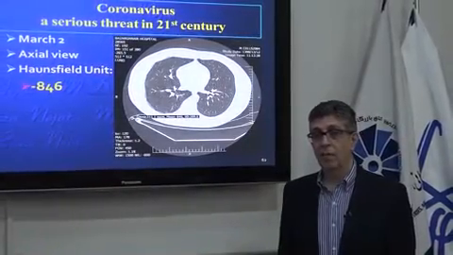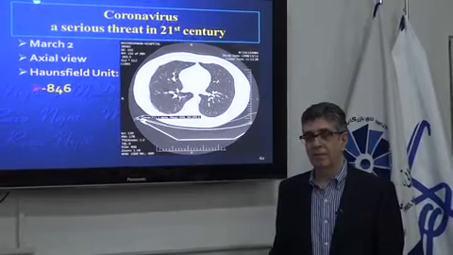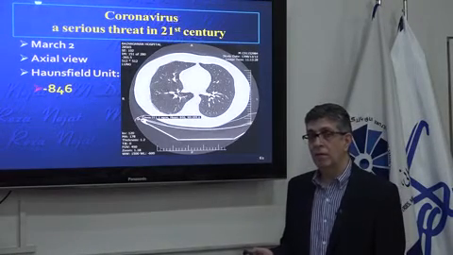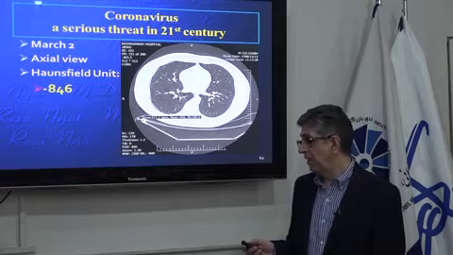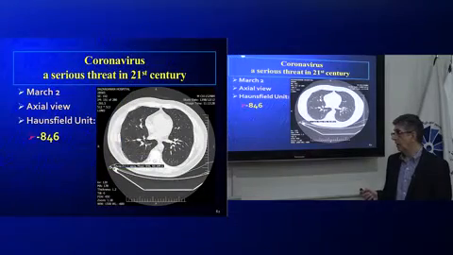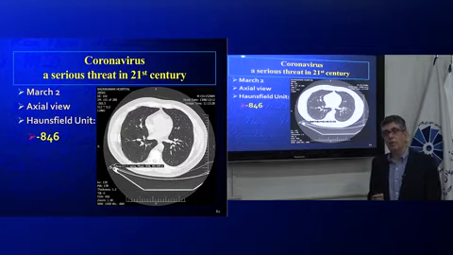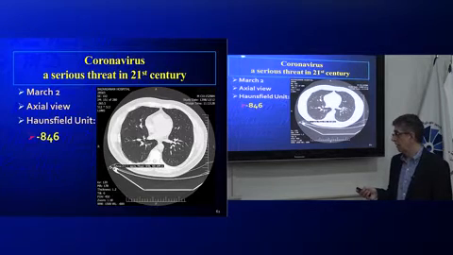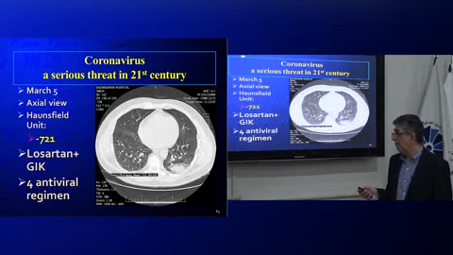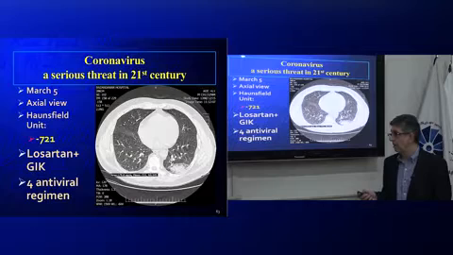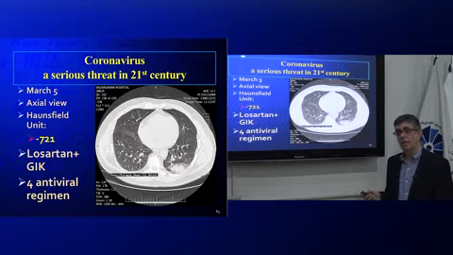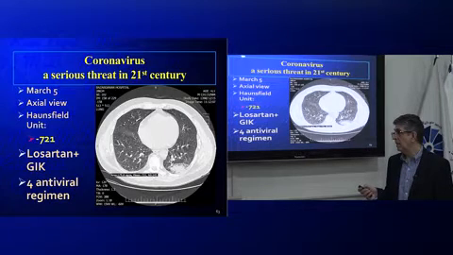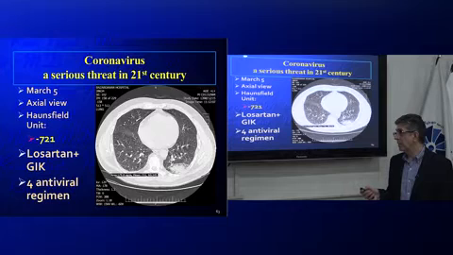Once again, I would like to review because it is very important. We have a patient, 41-year-old, and the Hounsfield unit of the lung, when he was suspected to have coronavirus, was -846. And 4 days after he was suffering from cough and fever, when I encountered the patient, the CT scan showed that the Hounsfield unit mean CT number was -721.